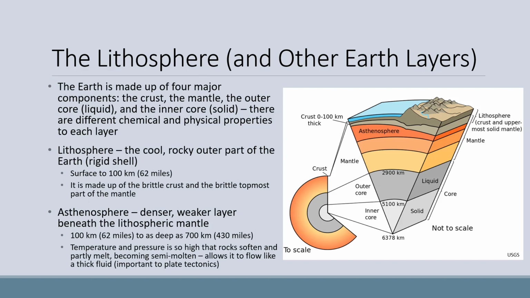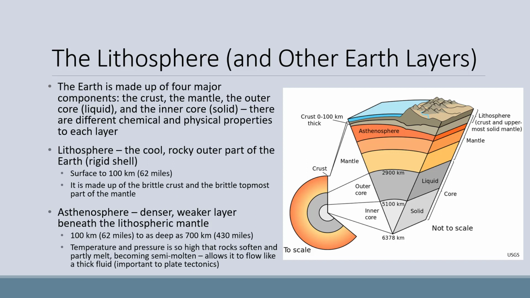The Earth is made up of four major components: the crust, the mantle, the outer core, which is liquid, and the inner core, which is solid. There are different chemical and physical properties to each layer. The lithosphere is the cool, rocky outer part of the Earth, its rigid shell. This is a confusing point because we also refer to the lithosphere as one of the four spheres of Earth. The lithosphere that is a sphere of Earth represents all land and so includes the layers beyond the actual lithosphere shown on this image. While we interact with the uppermost layer, which is the lithosphere, the layers are all connected, and we will talk about how in this lecture.